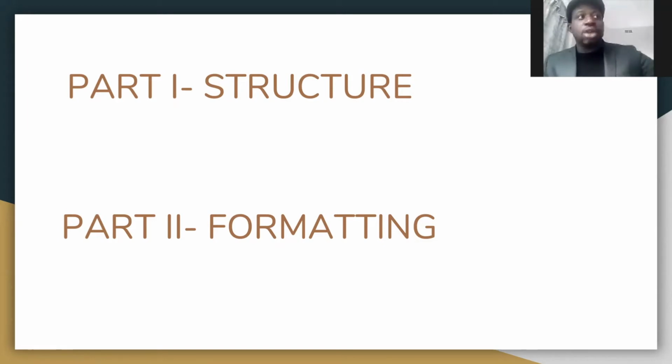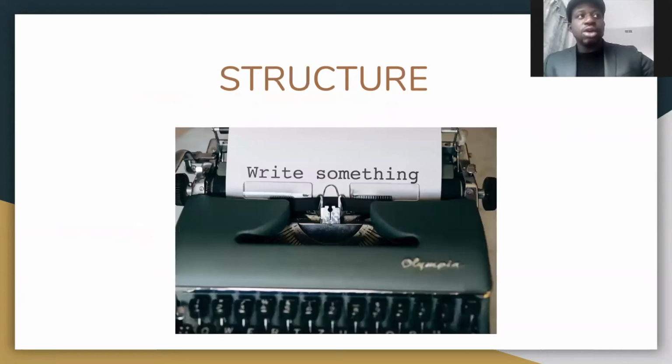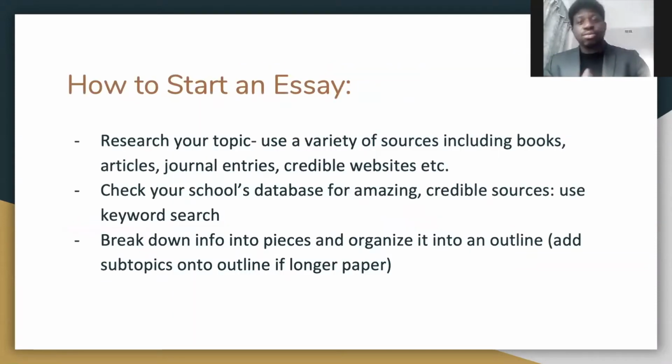Everybody, I want to get started with part one, the structure. So I want to start out with part one, how to start an essay. The first thing you want to do when you start an essay is to research your topic first. You're going to use a variety of sources, including books, articles, journal entries, credible websites, and more. Check your school's database for amazing, credible sources. Use keyword searches. Break down the information into pieces and organize it into an outline. Then you can write it out into a paper.